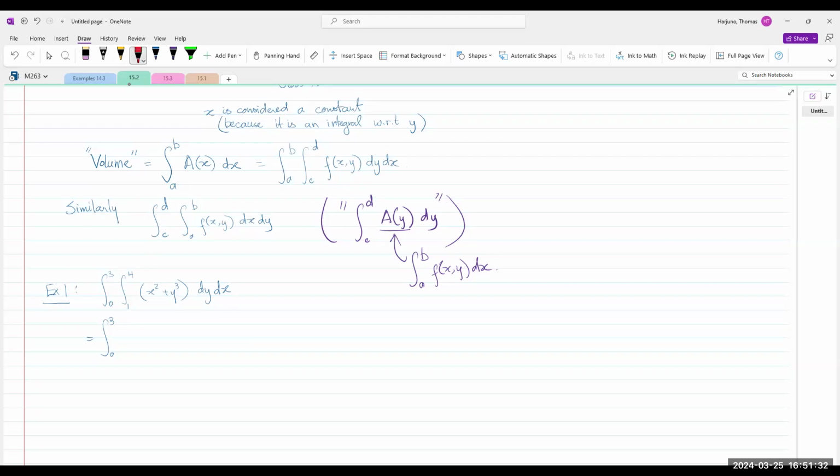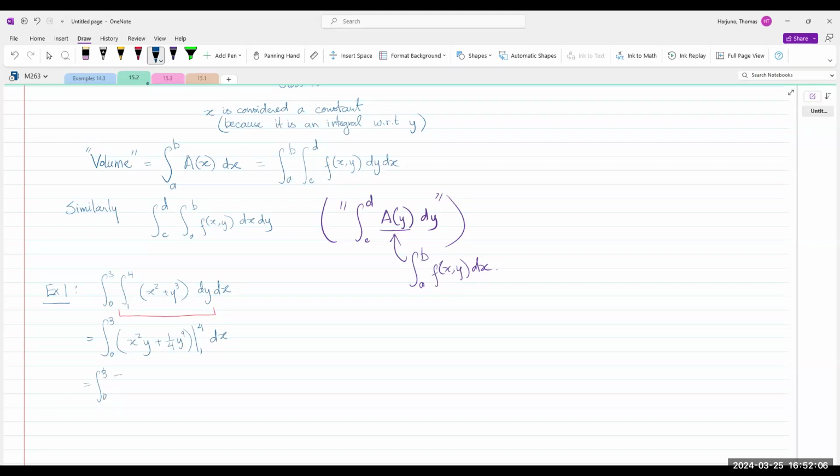So when I integrate the inside with respect to y, I will get x squared y. Remember, x is a constant, right? So x squared integrated with respect to y gives us x squared y, plus, now y cubed, when you integrate it, we get 1/4 y to the 4th, from 1 to 4, dx. Now we will compute that inside the integral.